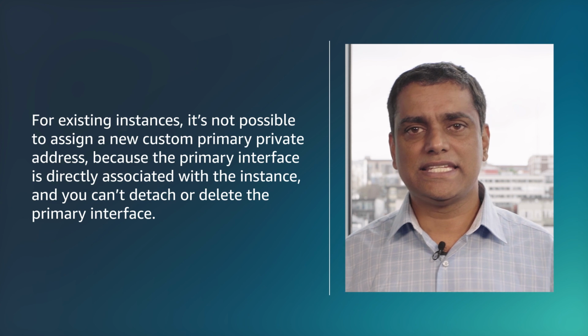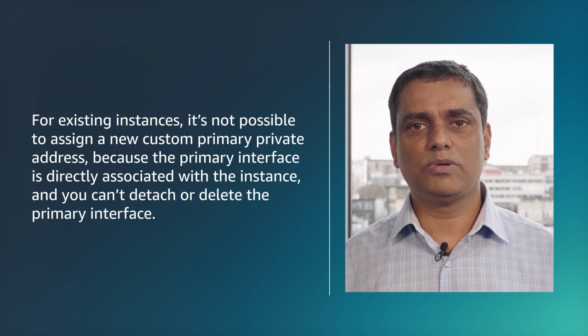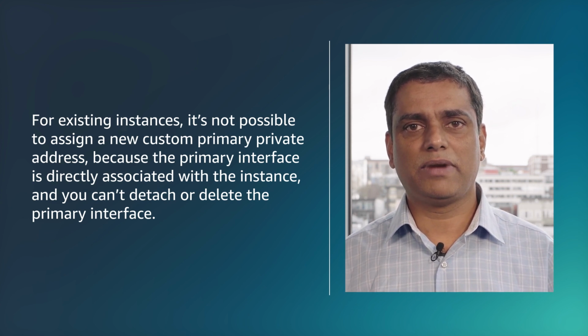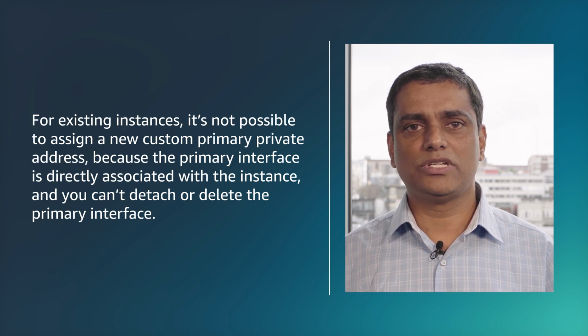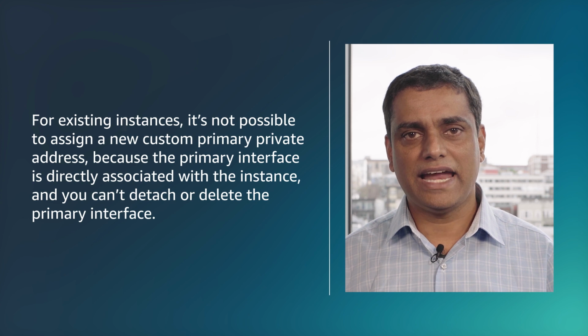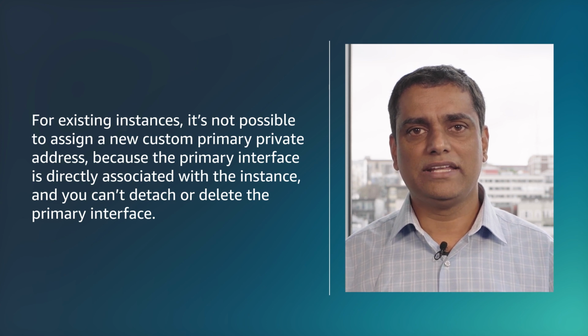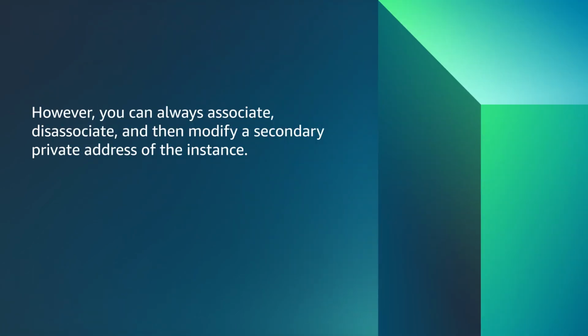For existing instances, it is not possible to assign a new custom primary private address because the primary interface is directly associated with the instance and you cannot detach or delete the primary interface. However, you can always associate, disassociate, and then modify a secondary private address of the instance.